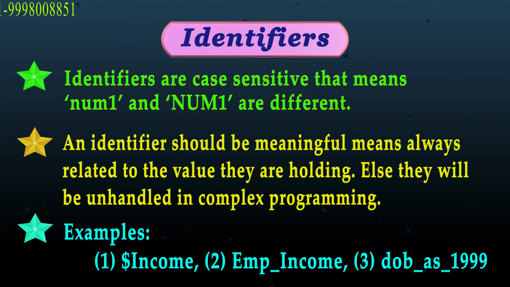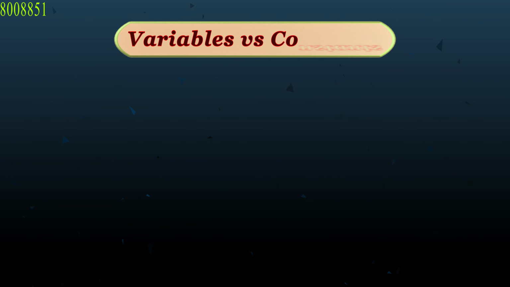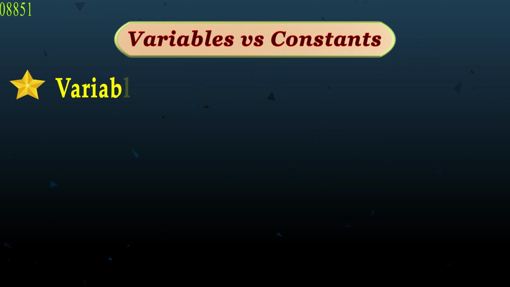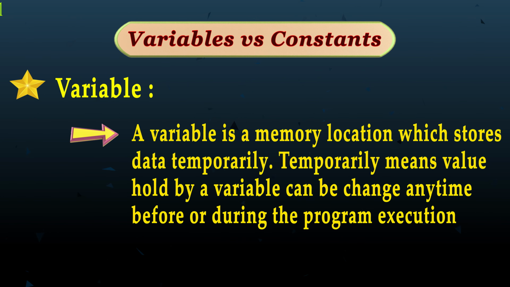Next we have information about variables and constants. Variable, as the name represents, specifies a memory location where we can store data according to the requirement. But this will be temporary. We can modify and change the value as per need.